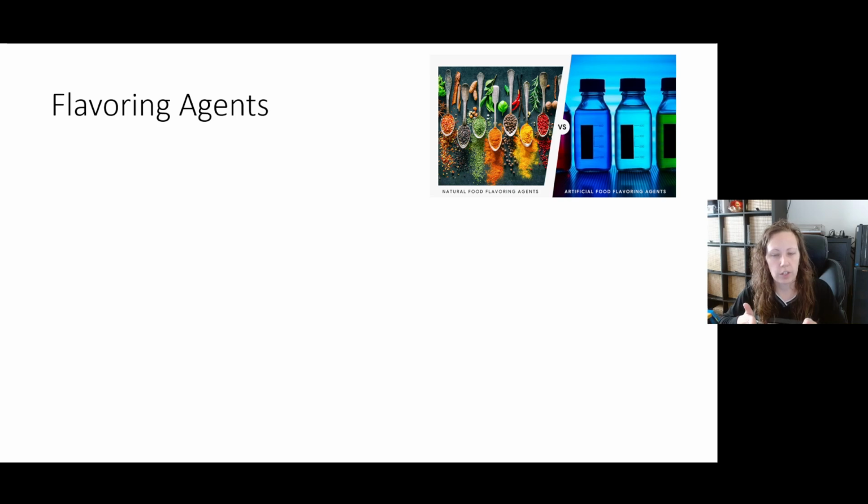So we had coloring agents. Now we're going to go into flavoring agents. And just like the coloring, we are going to divide this into natural or synthetic. The natural flavoring agents are generally not going to be limited in use. There's no guideline standard regulation on them.